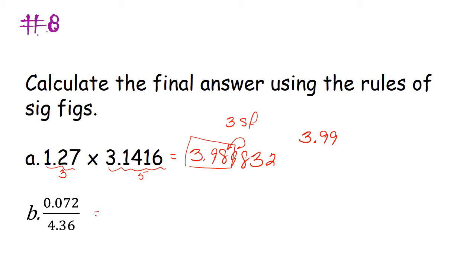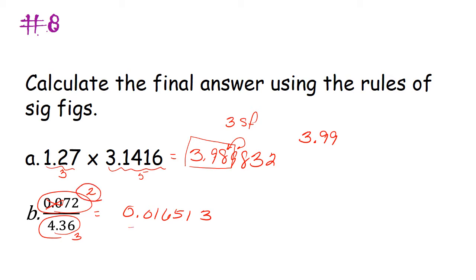Now give this one a try. This one you should have gotten 0.0165513. Oh, I could just keep going. However, let's take a look. In this term, you should have gotten 2 significant figures. These are leading zeros. They never count. This term has 3 sig figs, so your final answer should only have 2 sig figs.